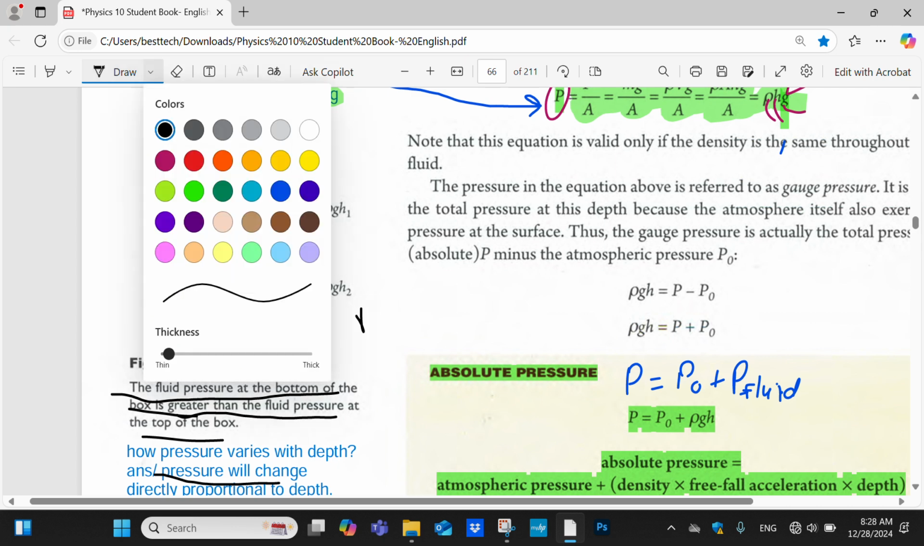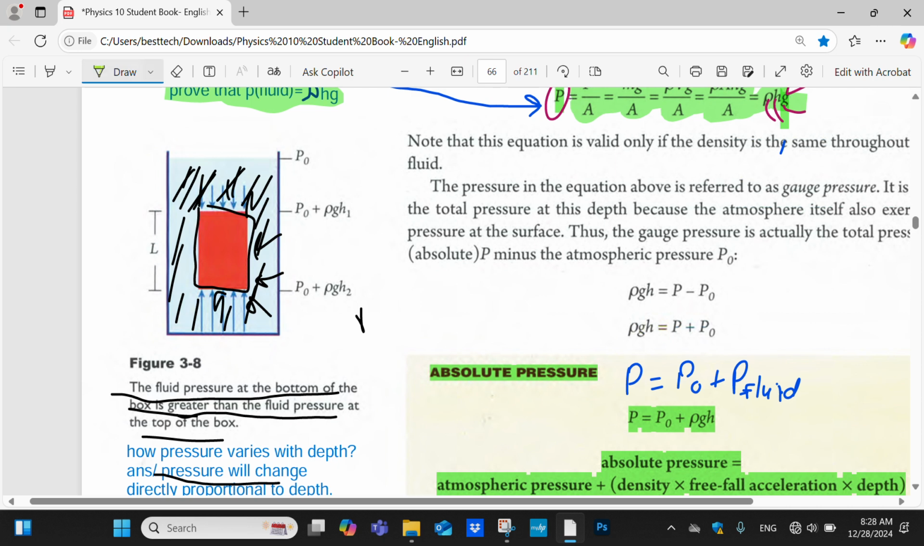The second pressure is the pressure of the outside, the pressure of the air. The pressure of the air is called atmospheric pressure. The pressure of the water is called fluid pressure. Both of them can affect this object.